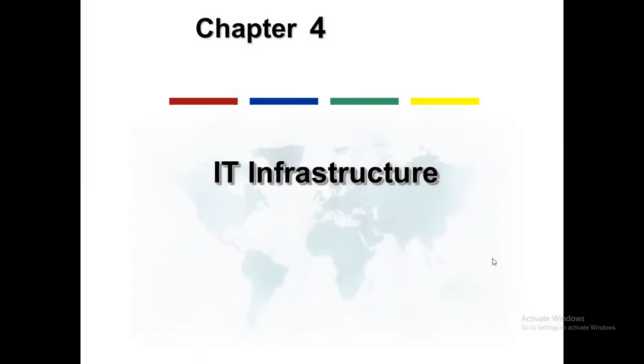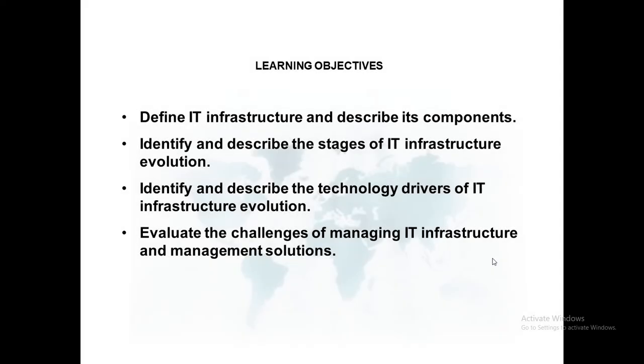Chapter 4, IT Infrastructure, that is the name of the chapter. The learning objectives. At the end of the chapter, you'll be able to do the following. 1. To define IT infrastructure and describe its components. Then you'll be able to identify and describe the stages of IT infrastructure evolution. You'll be able to identify and describe the technology drivers of the IT infrastructure evolution, and to evaluate the challenges of managing IT infrastructure and management solutions.